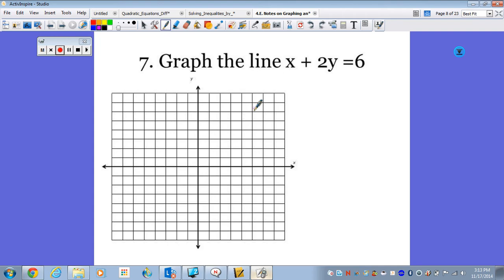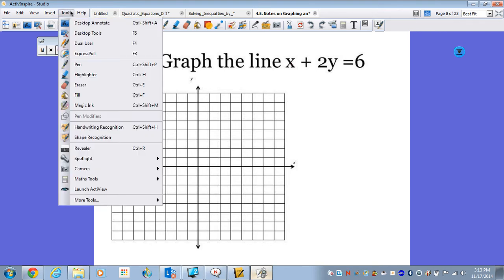Okay. So now here we want to do a graph. Now you can do a couple of things here. You can either do x and y intercepts or you can do slope intercept form. This one actually lends itself very well to x and y intercepts. Let me see if I can show you what I mean with my tool.